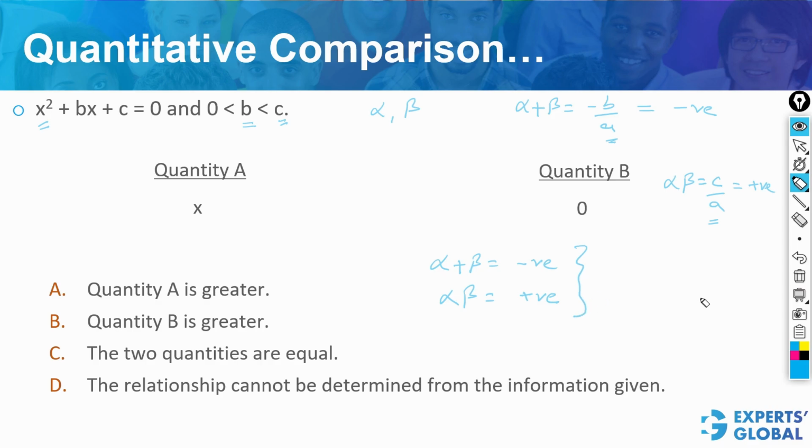This is possible only when the first root is negative and the second root is also negative. If both the roots are negative, x is bound to be less than 0. Therefore, quantity B is greater.